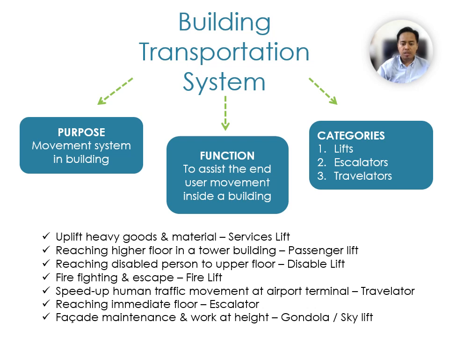There are many types of lift and escalators. They serve different purposes with different needs. For example, to uplift heavy goods and material, we use a base lift. To reach higher floors in a tower building, passenger lift. Reaching disabled person to upper floor, disabled lift. Firefighting and escape, we use fire lift. Speed up human traffic movement at airport terminal, we use travelator. Reaching intermediate floor, we use escalator. Facade maintenance and work at height, we use gondola or skylift.